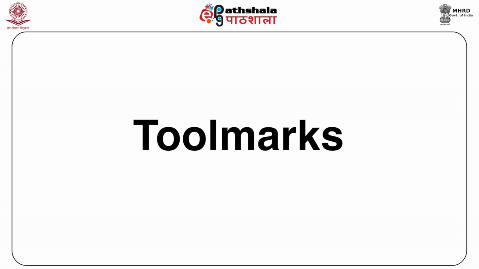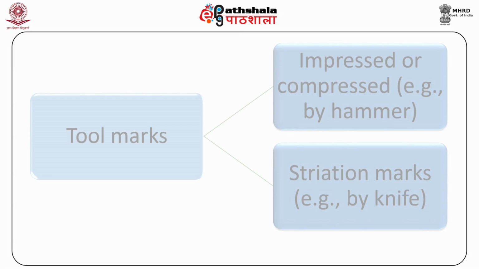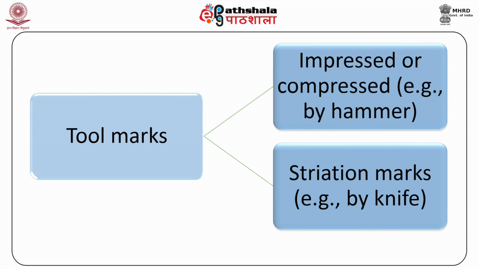A tool can also be thought of as the harder of the two objects, which when brought into contact with each other results in the softer one being marked. There are basically two types of tool marks: impressed, also called compression marks, and striated marks. Impressed or compression marks are produced when a tool is placed against an object and enough pressure is applied to the tool that it leaves an impression in the object.